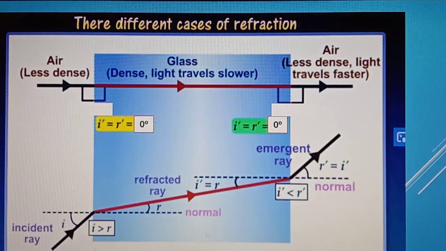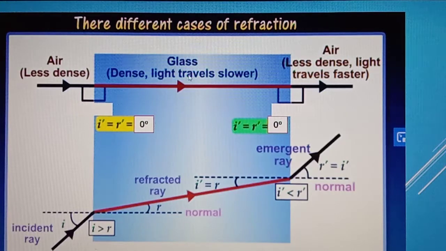Okay, the different cases of refraction. Let's say this is a glass block, the blue color. If we send a light ray along the normal line, meaning perpendicular to the boundary, this is air, this is glass, so this line is the boundary. So the light ray is incident along the normal line, meaning I equals 0. What happens to the light ray? It will travel in a straight line without refraction. But the velocity still decreases in glass.